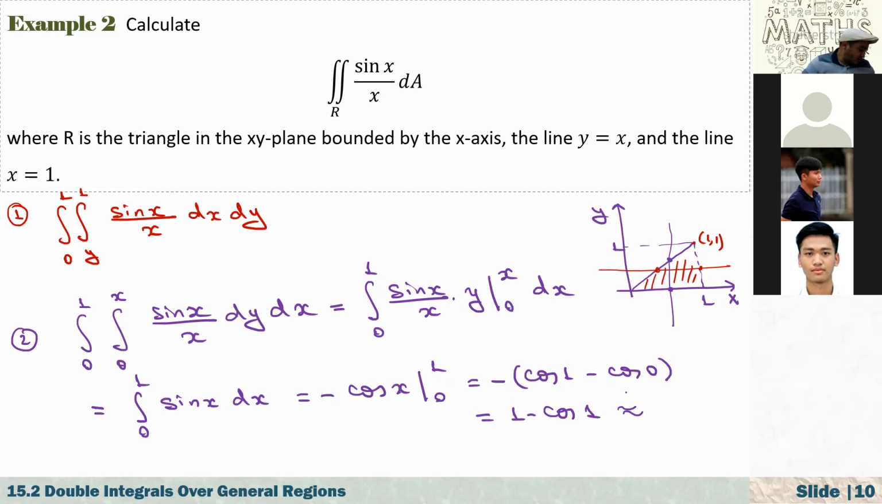If you have a calculator, okay. So that is approximately equal to 0.46.